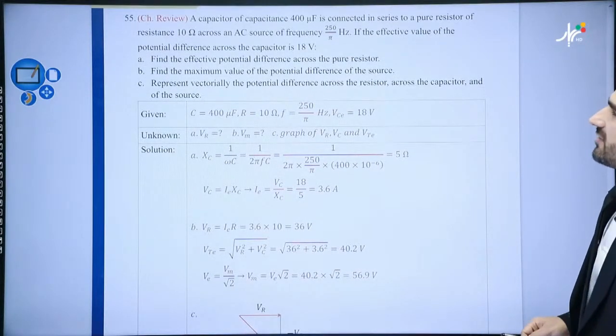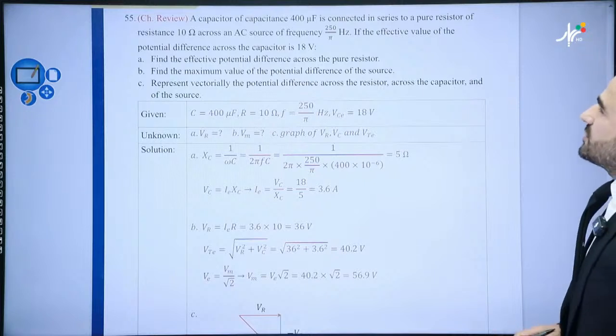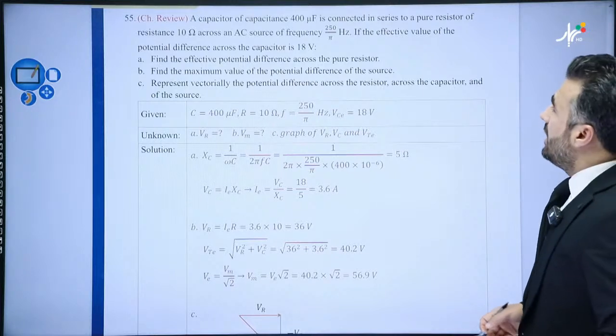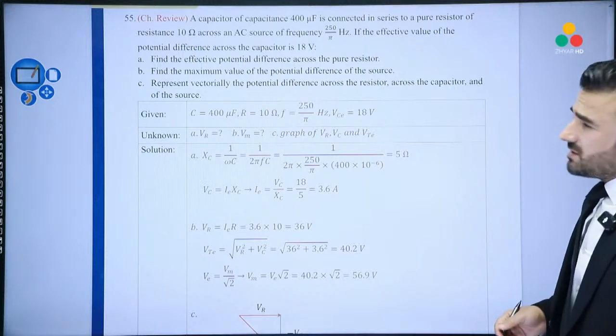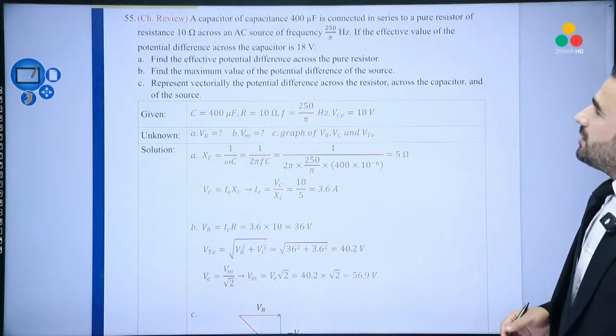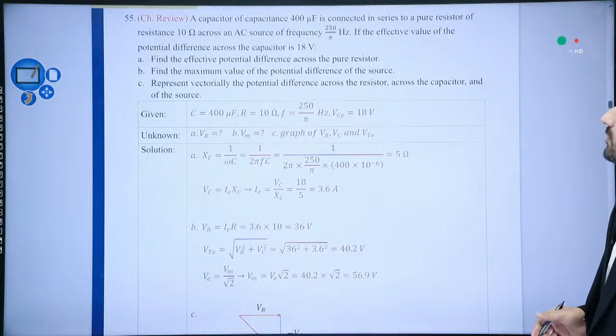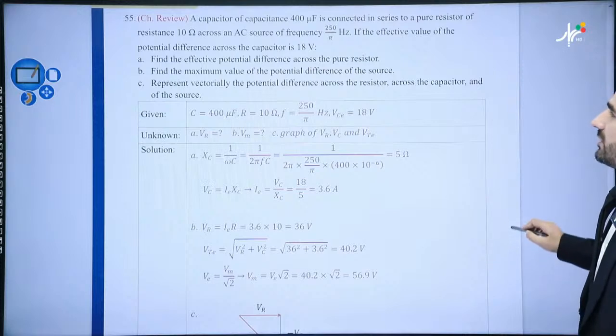It says a capacitance, so we have the value for C, which is 400 microfarad, is connected in series to a pure resistance of 10 ohm, and of course an AC source of frequency this much. The effective value for the potential difference across the capacitor is 18 volt in here.